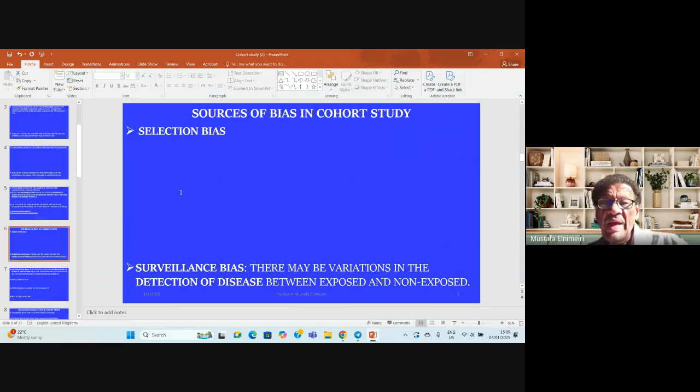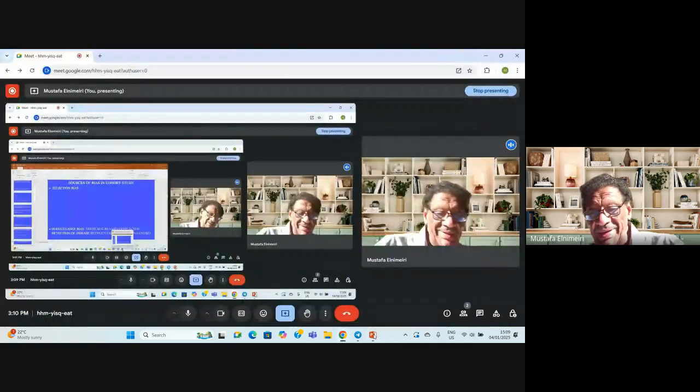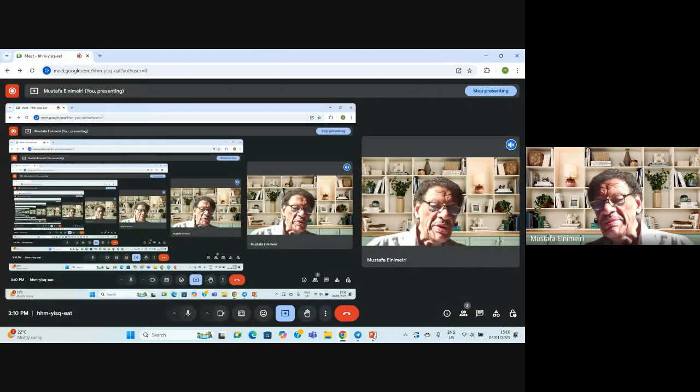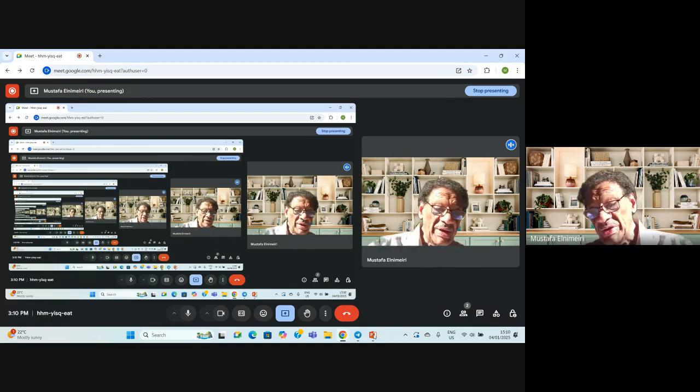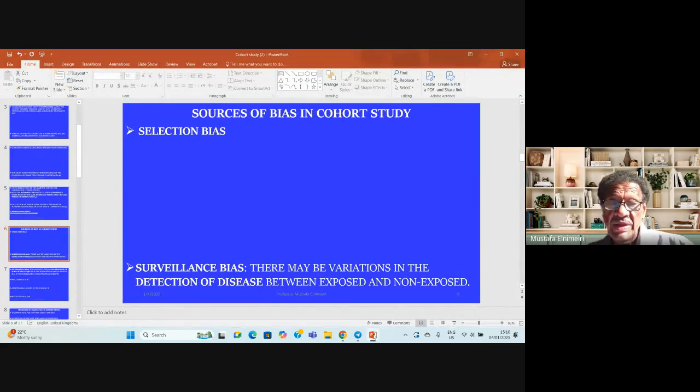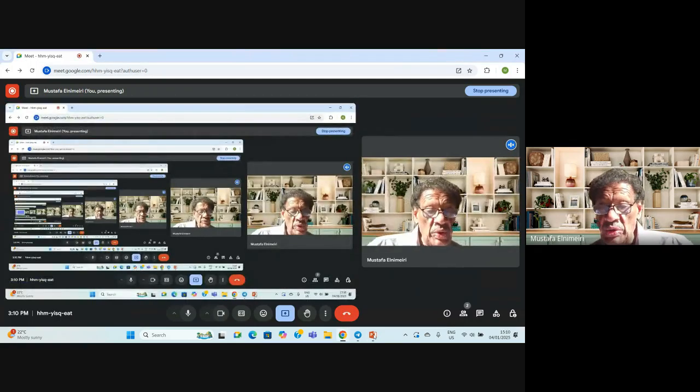As for the sources of bias in cohort study, we have the selection bias, which is an important source of bias, because we are selecting a special group, those who are exposed and those who are non-exposed. So the selection bias is there, and we have to care for this. Then we have the surveillance bias. There may be variations in detection of disease between exposed and non-exposed.